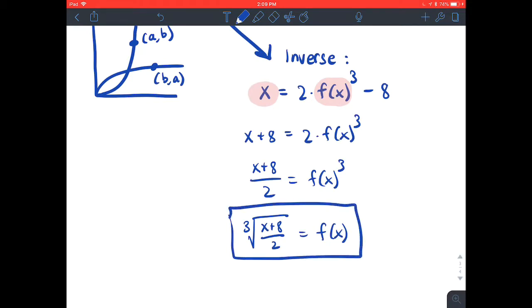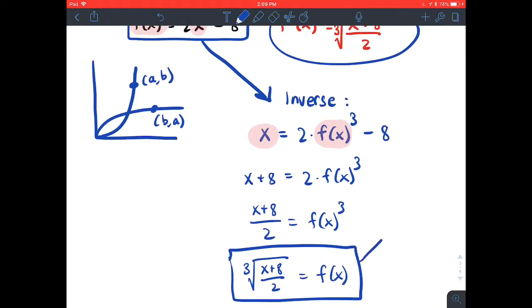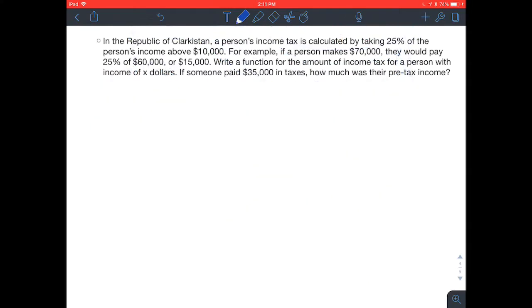And notice that we get the same answer that we did mentally up here. So here's an example of a word problem involving inverse functions. Here's a scenario in which we might have to use an inverse function.